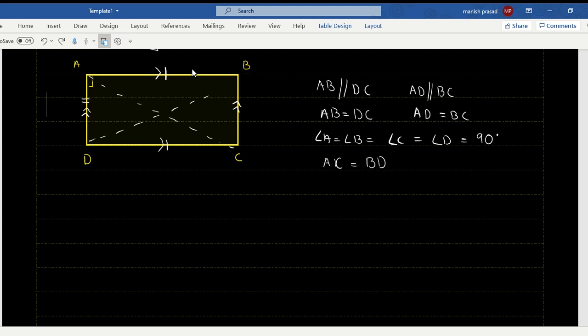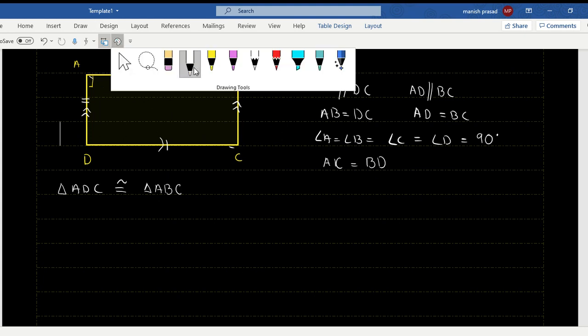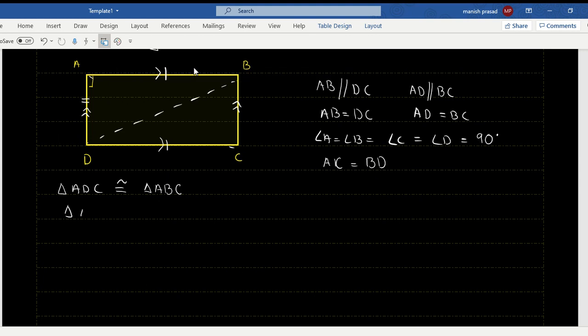Now let's remove one of the diagonals for a while. The other properties would be the same. Triangle ADC is congruent to which triangle? Yes, triangle ABC. Then let's erase this one and make the other diagonal. Now, with this other diagonal, triangle ABD is congruent to which triangle? BCD. Yeah, BCD.